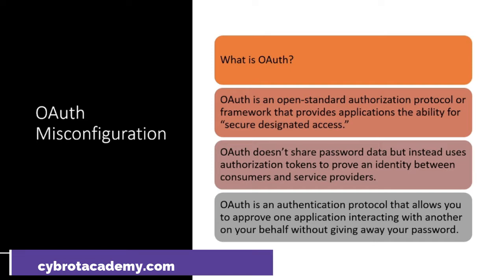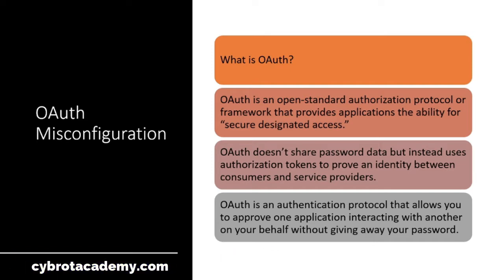So in this video we are going to see another type of bug which is very famous and very critical bug. We call this particular bug OAuth misconfiguration. So before directly jumping into the practical session, first we need to understand what is OAuth. OAuth is an open standard authorization protocol or framework that provides applications the ability for secure designated access.